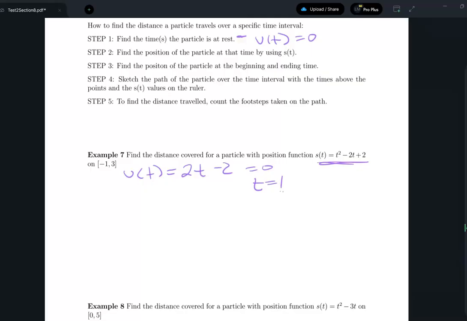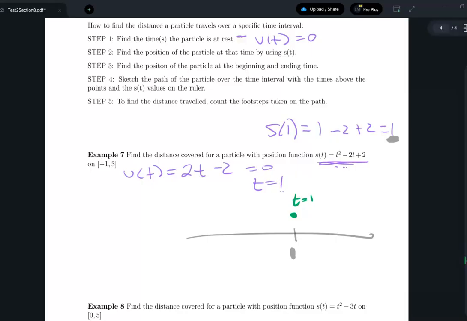Now let's use 1 in the original function. So s of 1 will tell me where it's at. So I get 1 minus 2 plus 2, so 1. Okay, so let me just color code it here. It's this one that's on the ruler. So I'm going to put 1 right there. And then I have to label the dot with it. I'm using time 1.